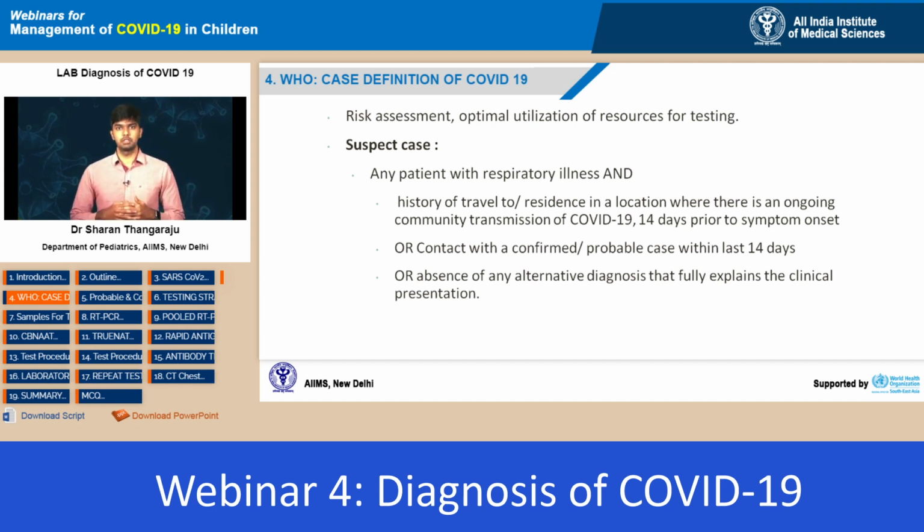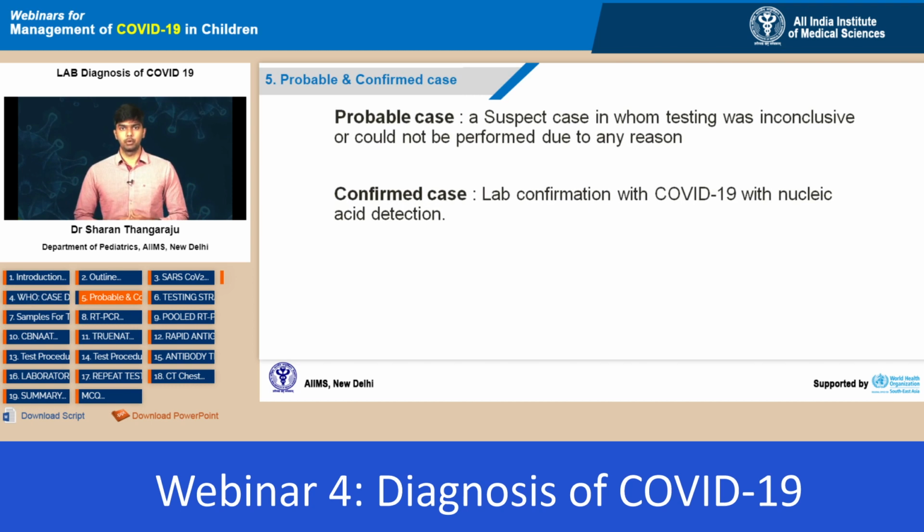Similarly, if a patient develops symptoms within 14 days of having contact with a probable or a confirmed case, then he too should be called a suspect case. Also, if there is no other alternate explanation for the patient's respiratory illness, then he too will be grouped under a suspect case. In a setting of a pandemic, individuals fitting into these criteria are highly likely to be infected with the virus and have to be prioritized for early testing and isolated in a timely manner to prevent further spread. A probable case is one where a suspect case could not undergo testing for some reason or the testing was inconclusive. A confirmed case is one with confirmation of infection through nucleic acid detection.